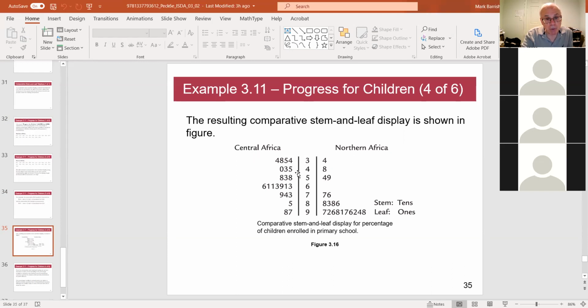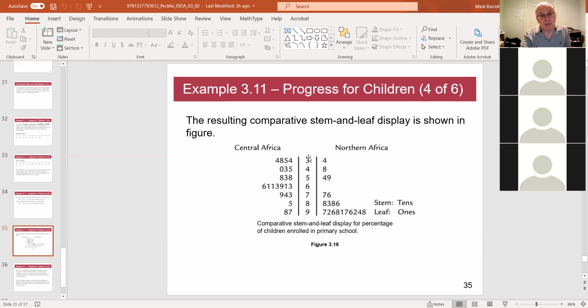Same thing in Central Africa. We just read from right to left now. So 34%, 35%, 38%, 34%. There's 4 countries in that row in Central Africa. 45%, 43%, 40%, like that. That's how you would read these.